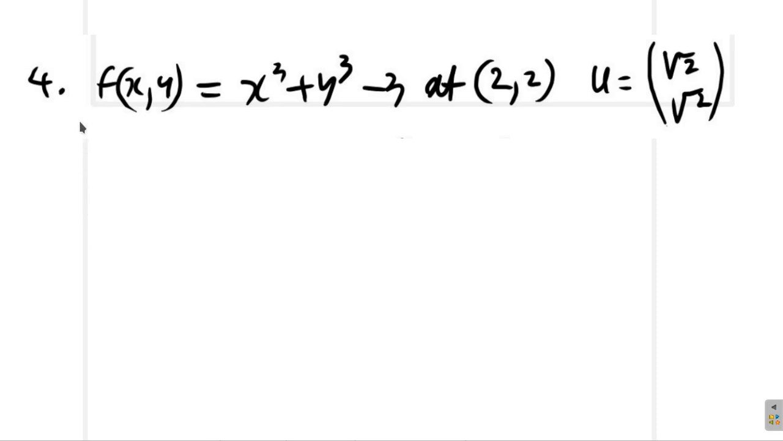Now, here we have f of x, y equal x cubed plus y cubed minus 3. You're to find the directional derivative at (2, 2) in the direction of the vector square root of 2, square root of 2.